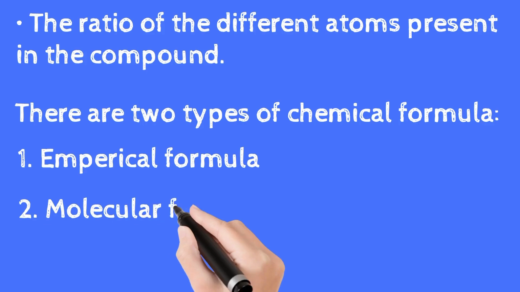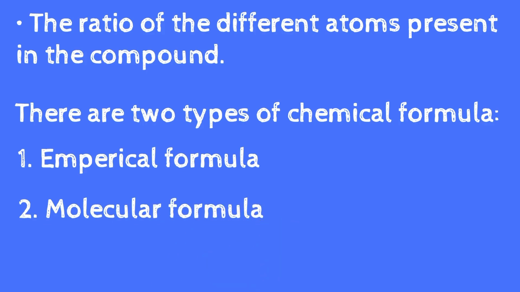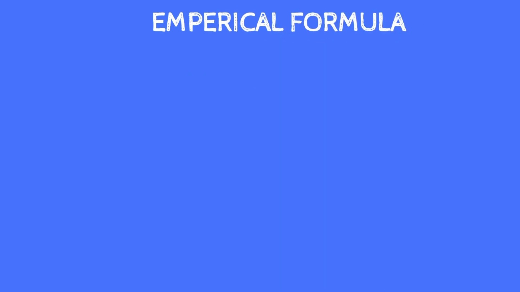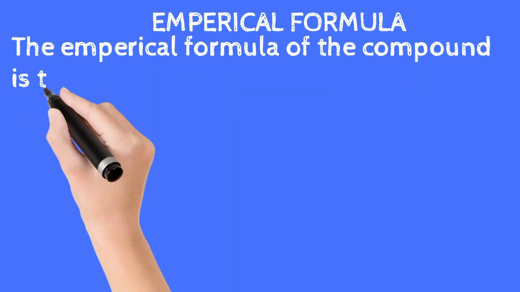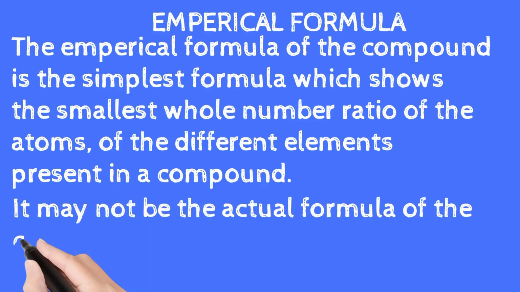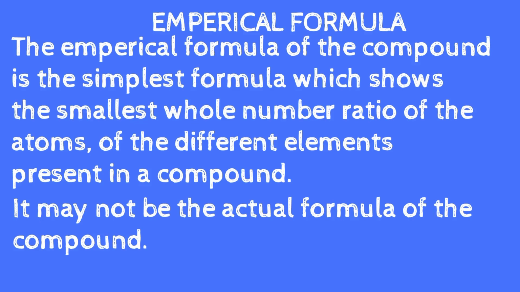There are two types of chemical formula. One is empirical formula and the second is molecular formula. Empirical formula: the empirical formula of a compound is the simplest formula, which shows the simplest whole number ratio of the atoms of the different elements present in a compound. It may not be the actual formula of the compound.